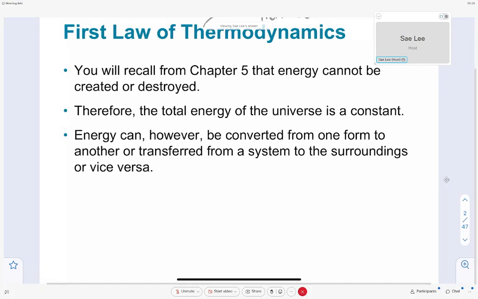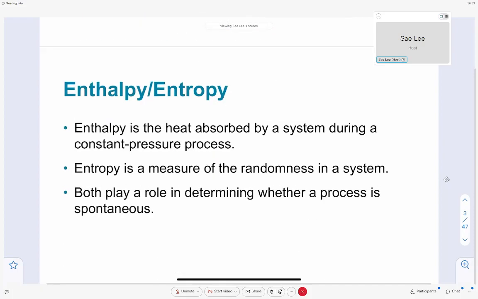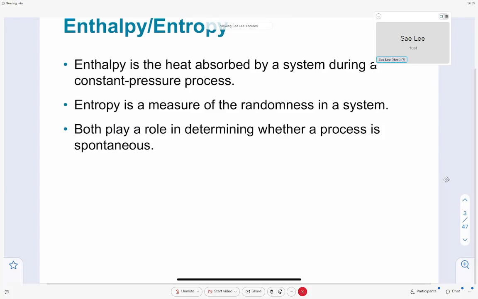In chapter 5, you learned about enthalpy. In this chapter, we will be learning about the second and third law of thermodynamics and the concept of entropy. This is what we're going to be learning in this chapter. So what is the difference between enthalpy that you learned in chapter 5 and entropy that you will be learning in this chapter?